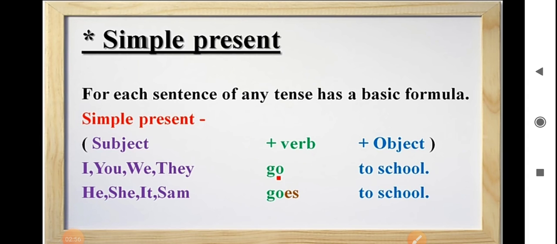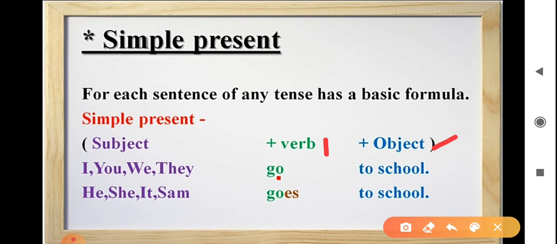Every sentence in any tense has a basic formula, that is, subject plus verb plus object. As we are learning the simple present tense, its format is subject plus first form of the verb plus object.